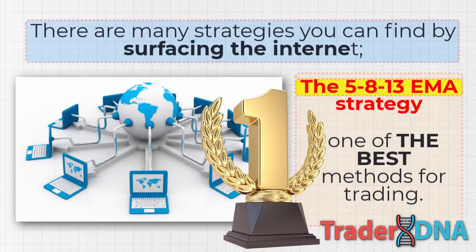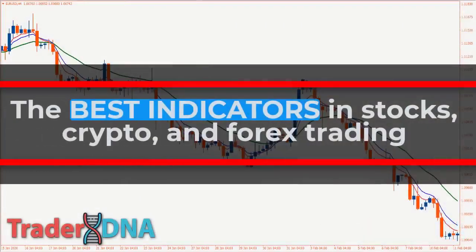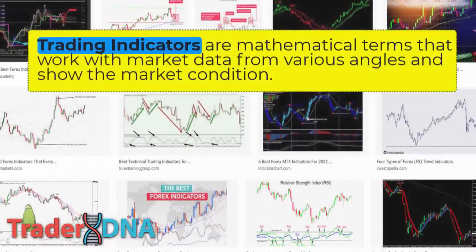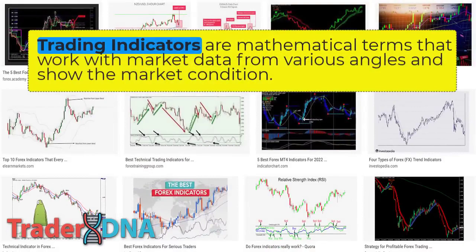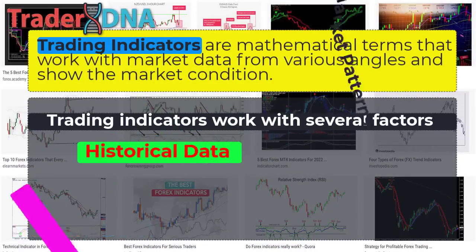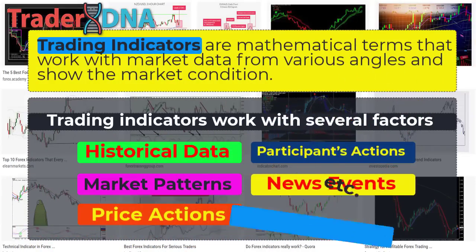What are the best indicators in stocks, crypto, and forex trading? When you want to define the best indicators, you have to know what this tool is. Indicators are mathematical terms that work with market data from various angles and show the market condition. Trading indicators work with several factors such as historical data, market patterns, price action, participants' actions, news events, etc.